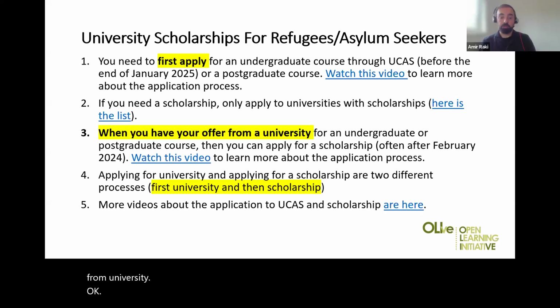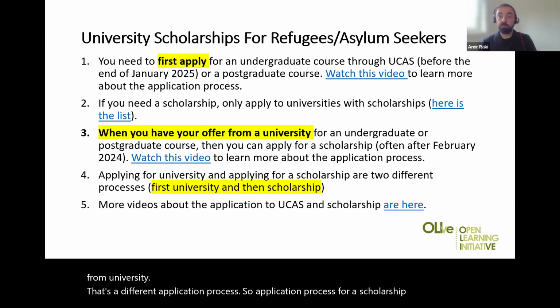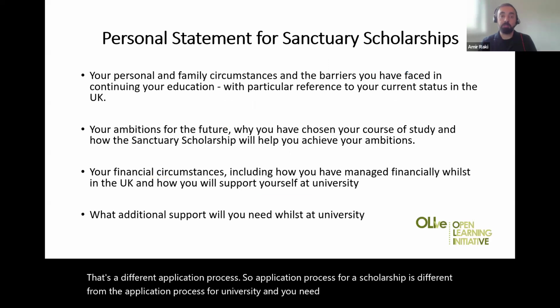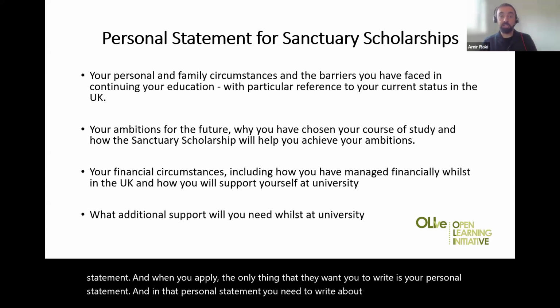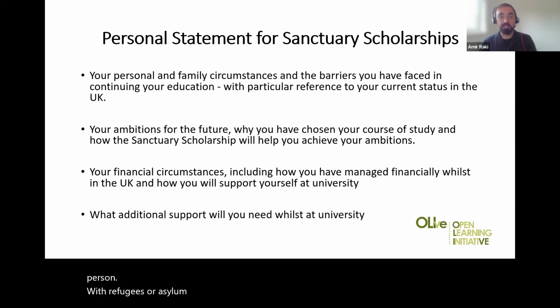That's a different application process. The application process for a scholarship is different from the application process for university. And you need to write a different personal statement. When you apply, the only thing that they want you to write is your personal statement. And in that personal statement, you need to write about your situation as a person with refugee or asylum seeker status. And you need to explain why you need that scholarship, that money.